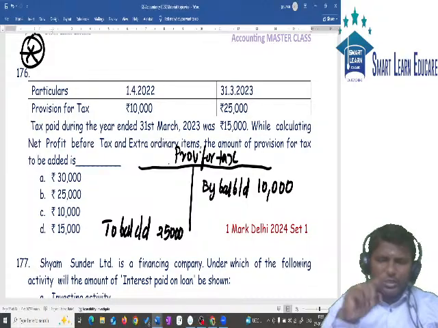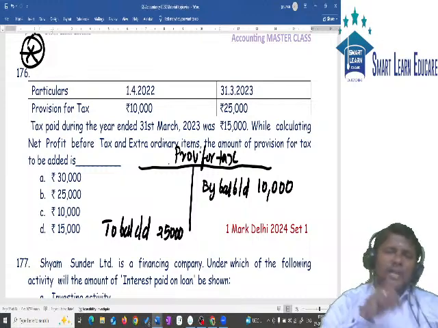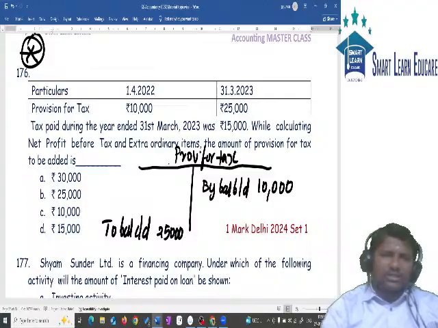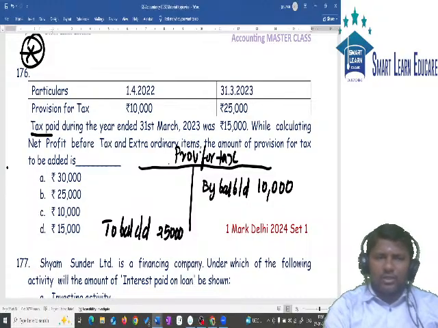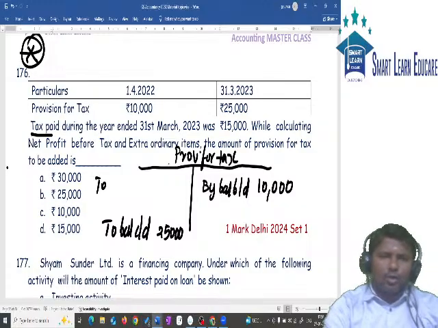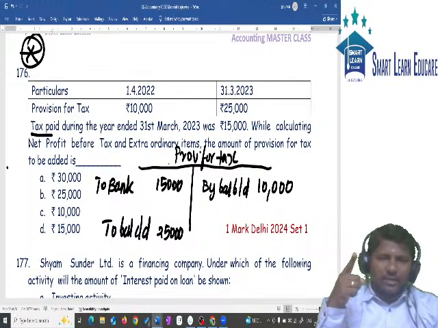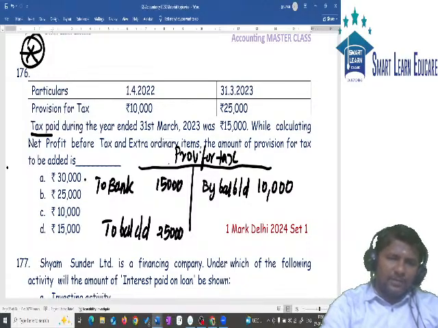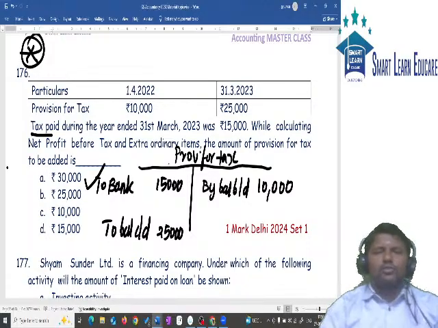Opening balance of provision is a liability. Closing balance of provision will come on the opposite side. Provision is a liability. Liability will have a credit balance. What is the entry for tax paid? Provision for tax account debit to bank. How much is the tax paid? 15,000. When you have the income tax paid segment, in that income tax paid, 15,000 should come.